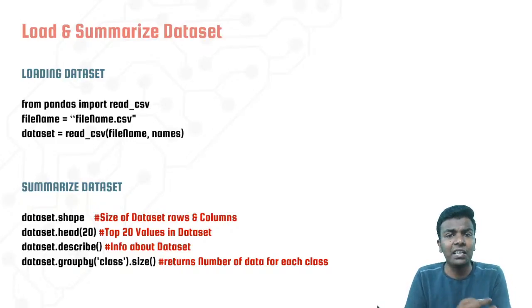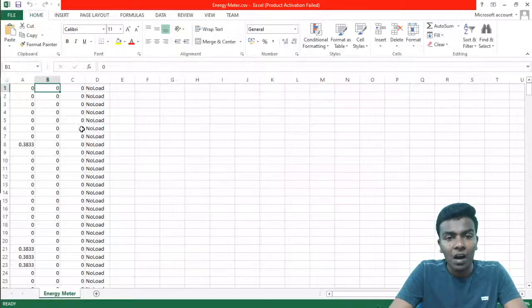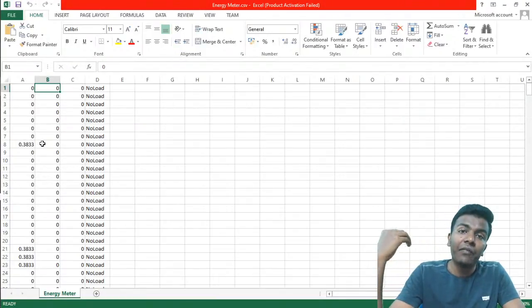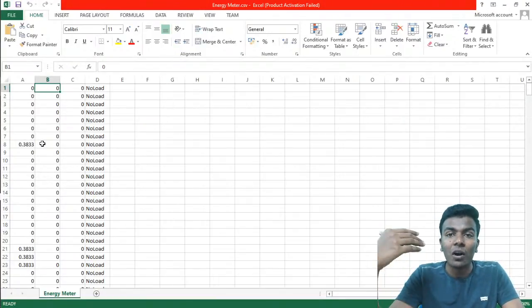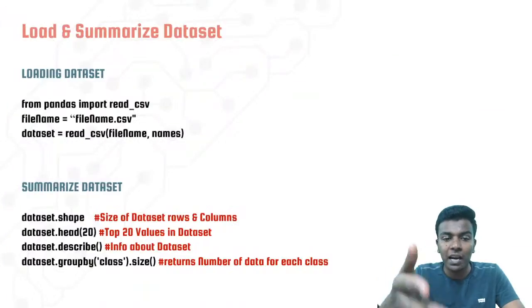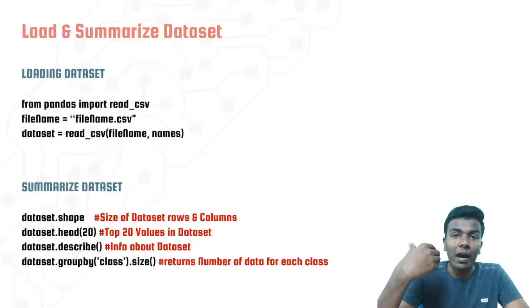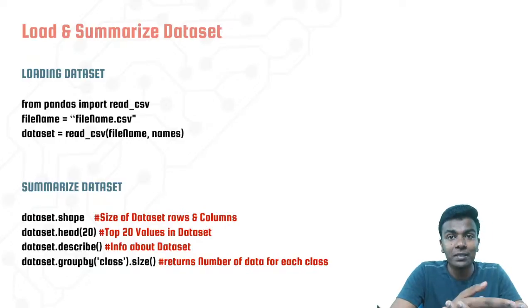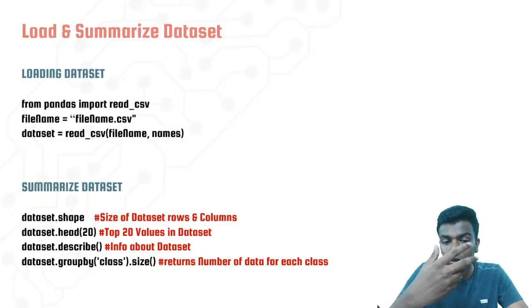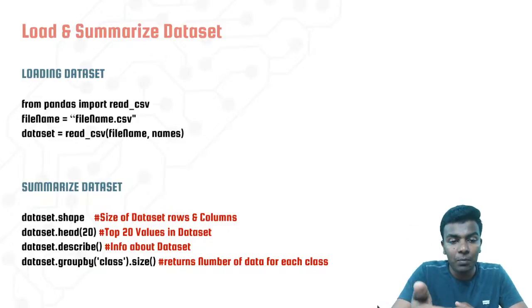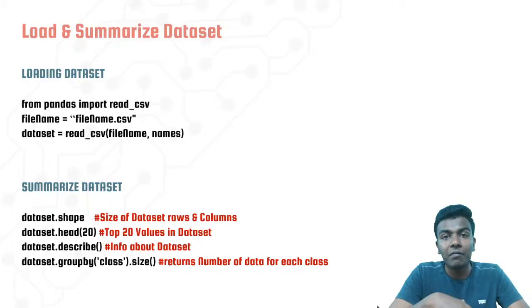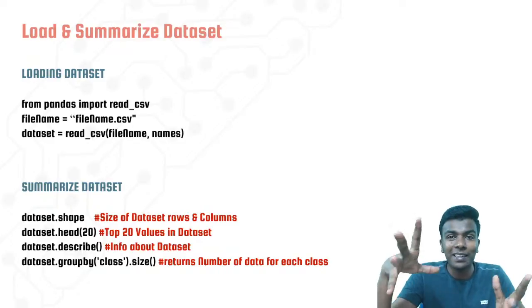The summarize dataset step is used for summarizing. For example, if you are in an Excel sheet and the data in the .csv file is very large, it is not required to count those things manually. We can use this summarize dataset syntax to identify the size, how many columns and how many rows there are, and what the top 20 data rows and shapes are. Those things can be identified with the help of these 4 lines. Dataset dot shape is going to give you the information about how many rows and how many columns are there in the .csv file.